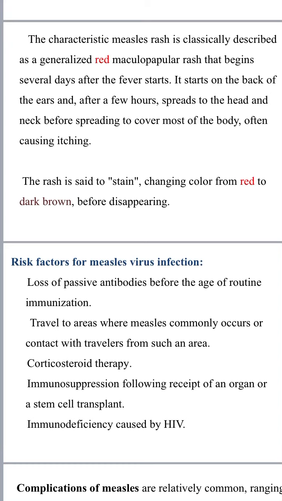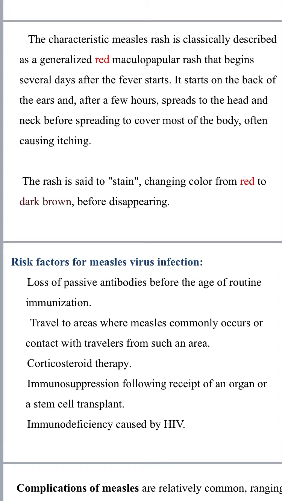The characteristic measles rash is classically described as a generalized red maculopapular rash that begins several days after the fever starts. It starts behind the ears and after a few hours spreads to the head and neck before spreading to the other parts of the body. The rash is said to stain, changing color from red to dark brown before disappearing.